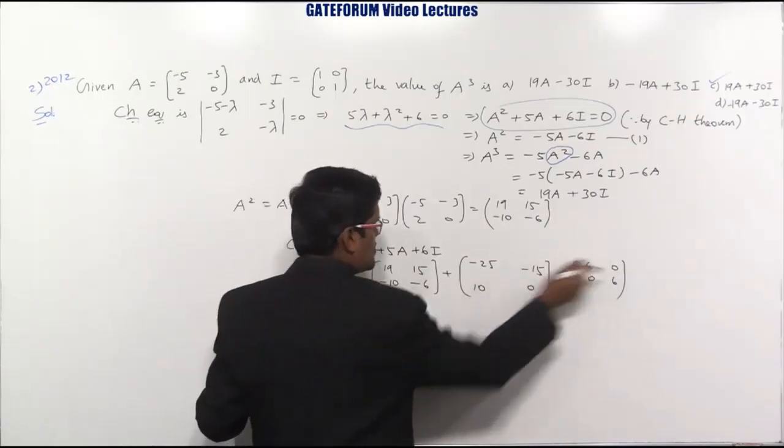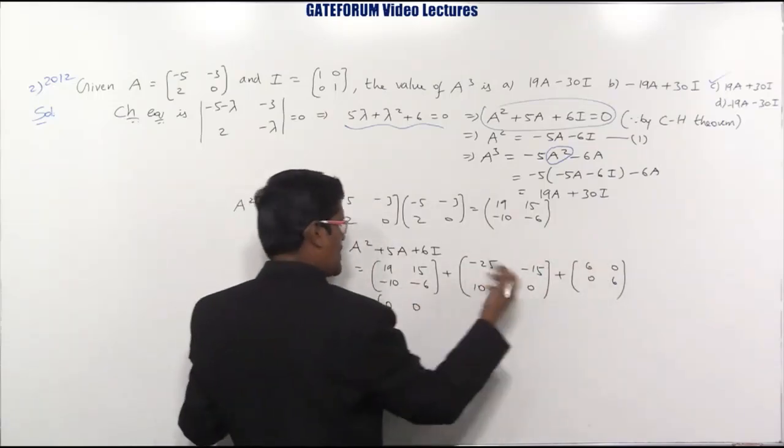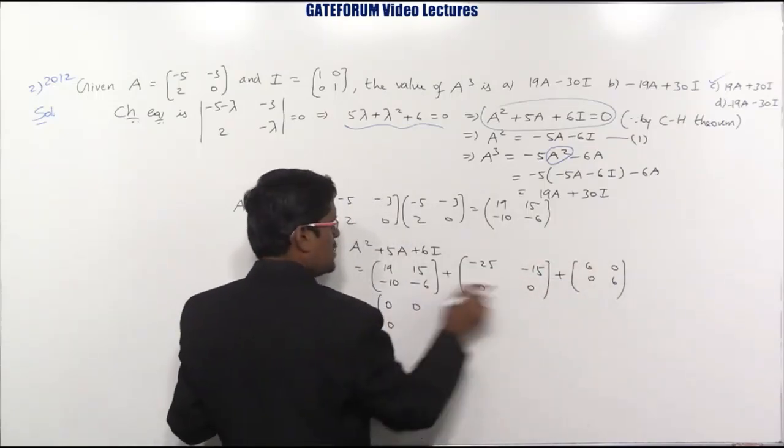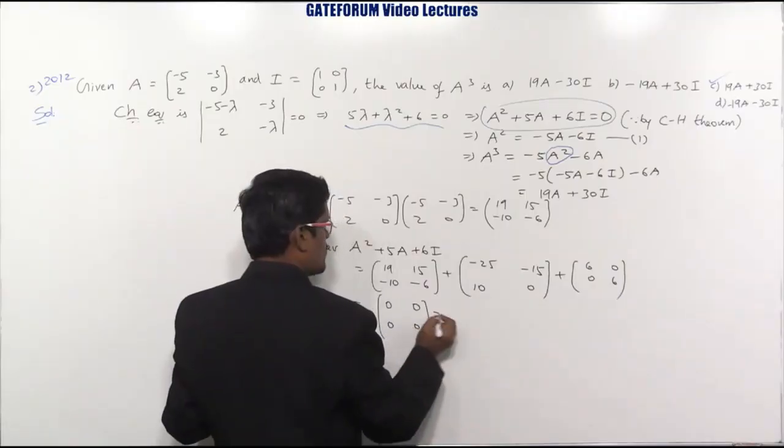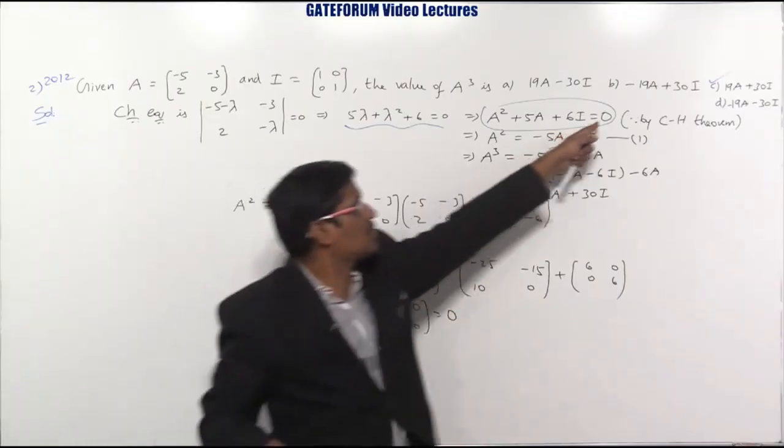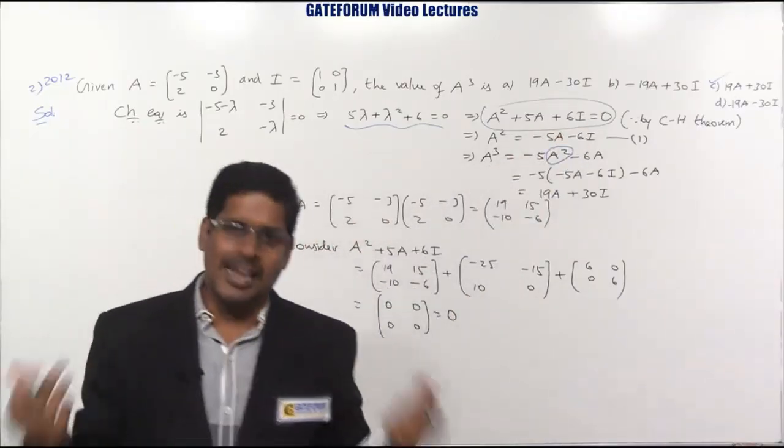15 minus 15 cancel, 0 plus 0, 0. Minus 10 plus 10 cancel, plus 0 gives 0. Minus 6 plus 0 plus 6, 0. Finally we got the right side. That is called the Cayley-Hamilton theorem.